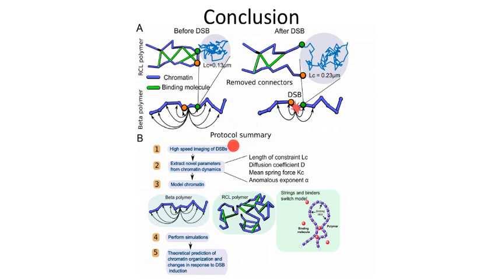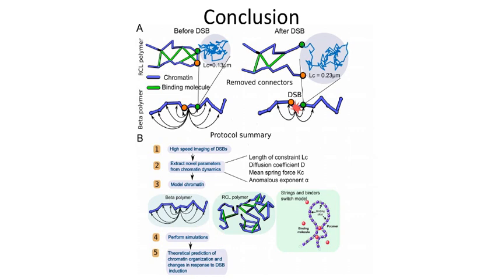After the acquisition of trajectories, software is now available to extract parameters such as the length of constraint, the effective diffusion coefficient, the mean spring force Kc, or the anomalous exponent alpha. They are used to constrain polymer models, and from these polymer models, it is possible to perform simulations. And these simulations allow us to obtain specific information about statistics or other parameters that are not contained in the single particle trajectories.